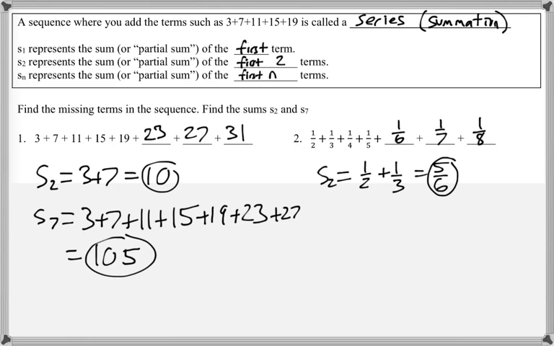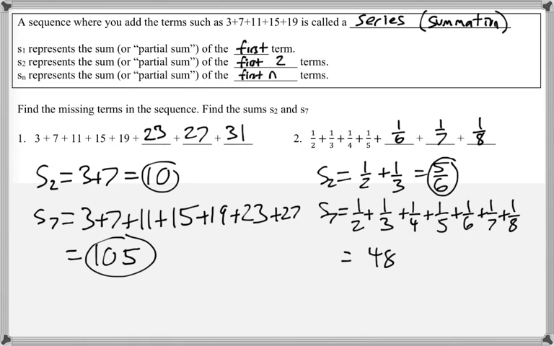And then S7 is the first 7. So S7 is 1 over 2 plus 1 over 3 all the way up to 1 over 8. And if you add these up on your calculator and then convert to a fraction, you should get 481 over 280.